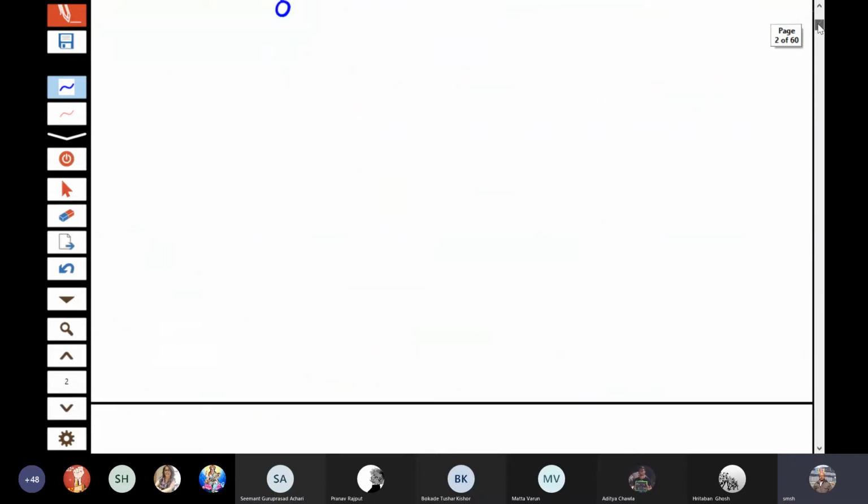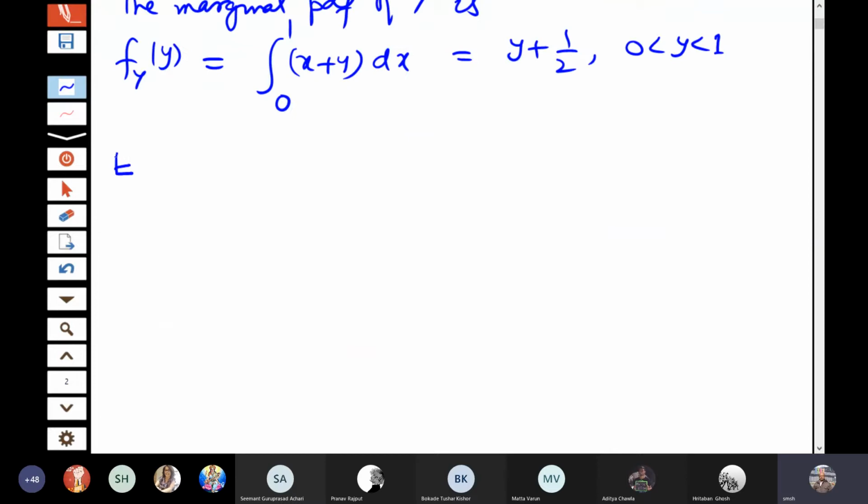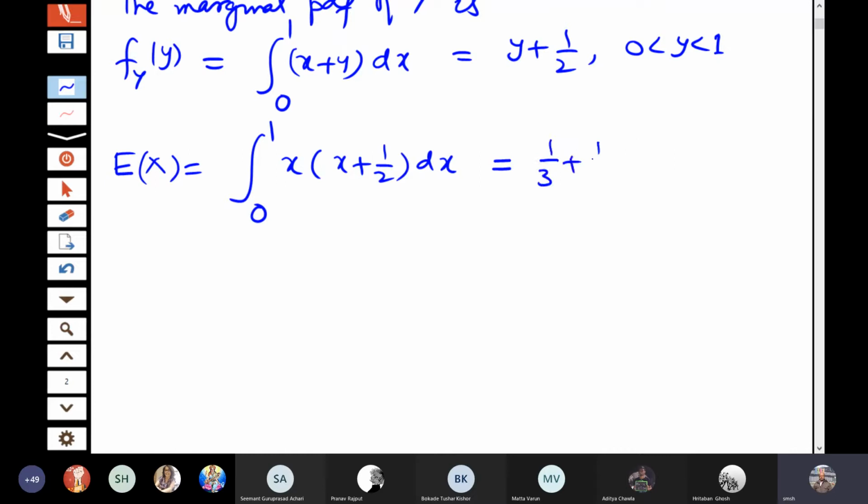So from here we can calculate the expectation of x, that is integral x into x plus half dx from 0 to 1. So that is 1 by 3 plus 1 by 4, that is 7 by 12. Actually, if you look at the distribution of x and y, they are the same here. So expectation of y will also be the same.